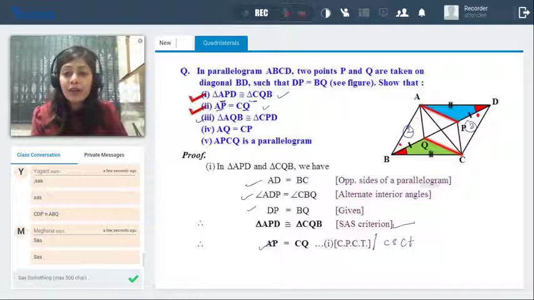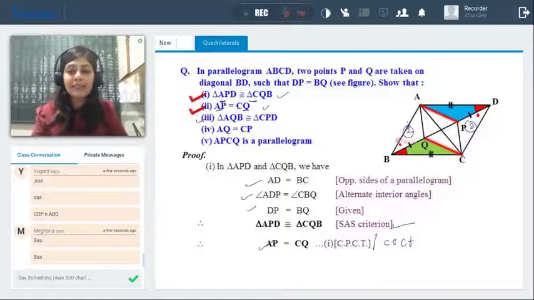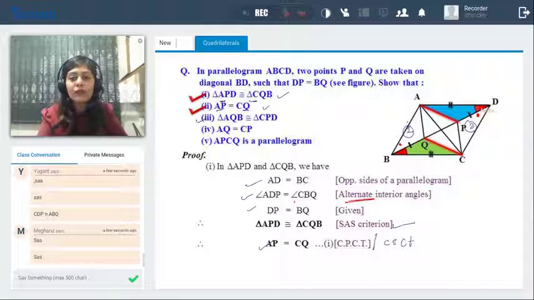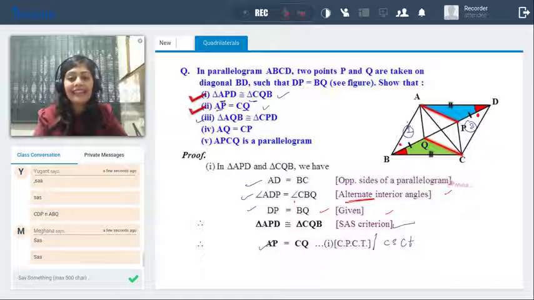That's correct. Students, now pay attention. AB and CD are parallel to each other, and on transversal BD, there are a pair of alternate angles being formed, ABQ and CDP. The same way, they are alternate interior angles, so the angles are equal. Next, BQ and PD, again, they are the given sides. So by SAS test, again, these two triangles are congruent.